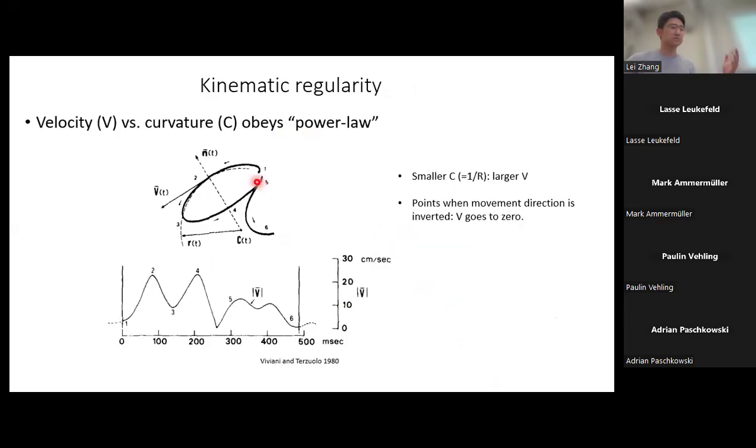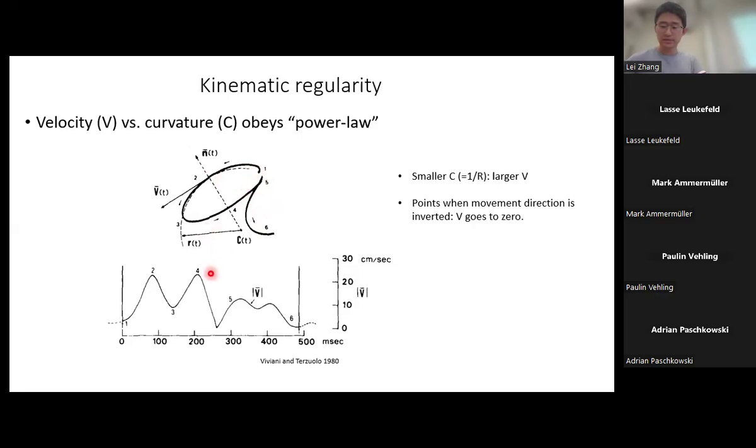And let's make a more practical example. If you draw a letter A, at this part, like point 2, the curvature is less, so you move faster at this point. And when you go around this curve, the velocity becomes slow. And so you can also explain the velocity at other locations.